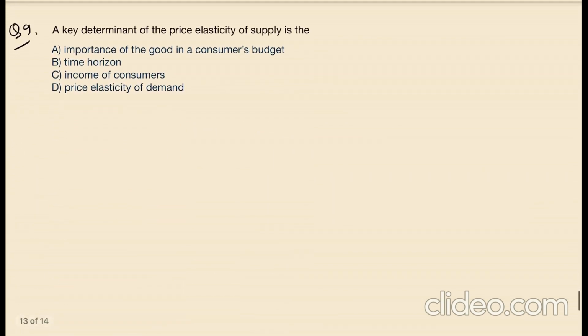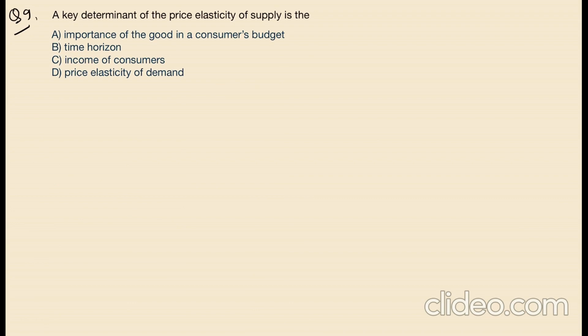Okay, question 9. A key determinant of the price elasticity of supply. Now what is price elasticity of supply? Very simple. It is basically percentage change in the quantity supplied divided by the percentage change in the price, right? Now they want us to find out the key determinant here. So first is importance of the good in the consumer's budget. Well, elasticity of supply deals more with the producer rather than the consumer, right? So I think this is not really correct. This may have been correct if we were dealing with the price elasticity of demand.